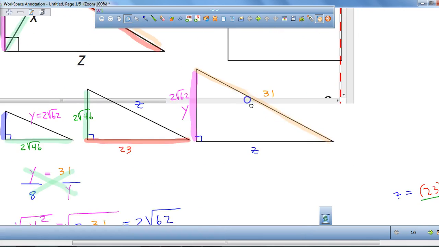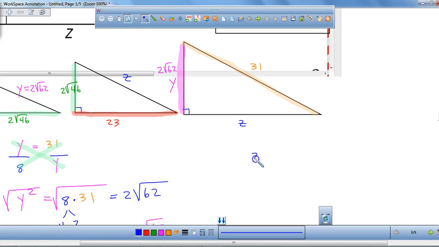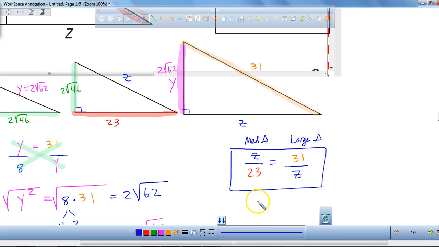So right now, what I'm going to do is erase some work that I did earlier that was going to take way too long. Okay? And right now, all I want you to do is z over 23 equals 31 over z. So right now we're comparing the medium triangle to the large triangle. There's your proportion. All you have to do is cross multiply.